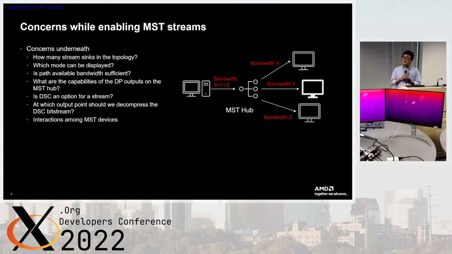So what makes MST different compared to the legacy DP SST transportation mode? Basically, with MST we need to probe all possible stream sinks among the MST topology. Second, we can no longer estimate available bandwidth by the local DP link training status only, but we also need to understand the capability of each output port along this end-to-end virtual channel path, especially the DSC capability.